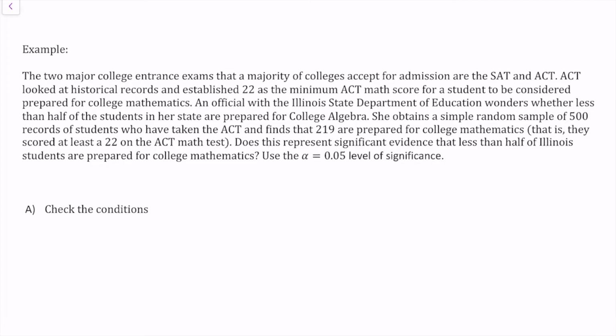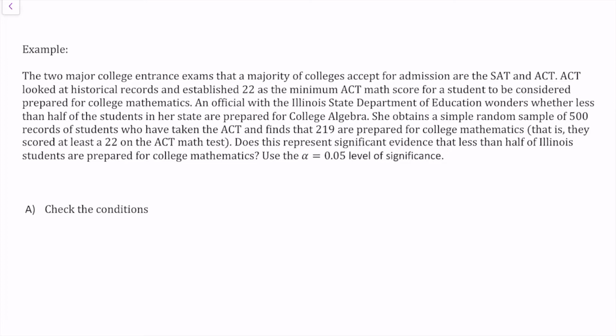Okay, for example, the two major college entrance exams that a majority of colleges accept for admissions are the SAT and the ACT. The ACT looked at historical records and established 22 as the minimum ACT math score for a student to be considered prepared for college math. An official with the Illinois State Department of Education wonders whether less than half of the students in her state are prepared for college algebra.